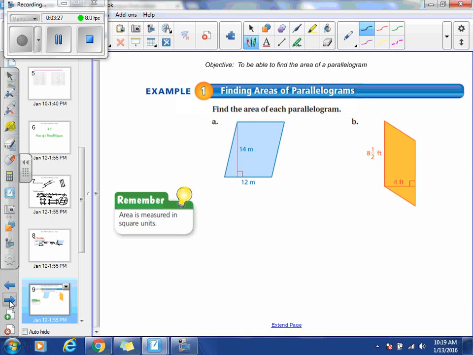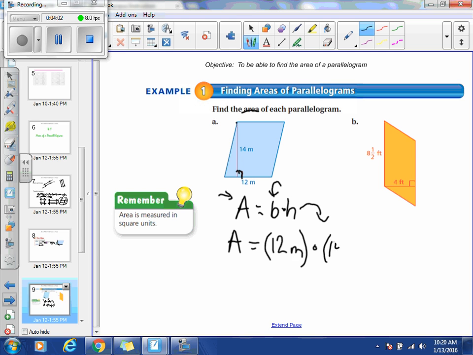So first thing I'm going to do, and first thing I want you to do, is write your formula. Area of a parallelogram equals BH, base times height. If you want to write times in there, you can. All right, so we're looking for the area. This is the thing we don't know. But we do know the base of this parallelogram. So I'm going to write area equals base, which is 12 meters, times height. So my height, my distance from the very top point of my parallelogram straight down to the base, meeting it at a right angle, is 14 meters.